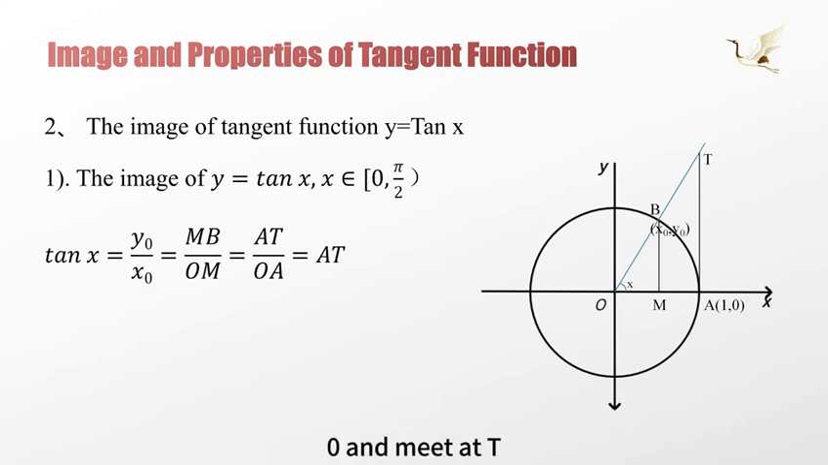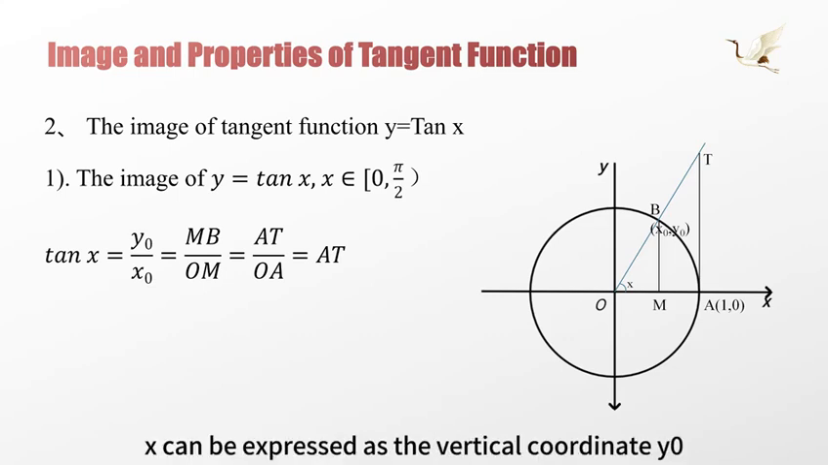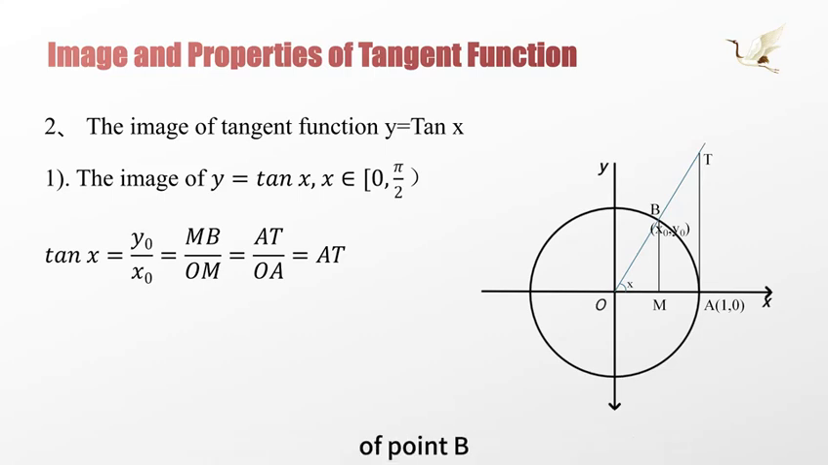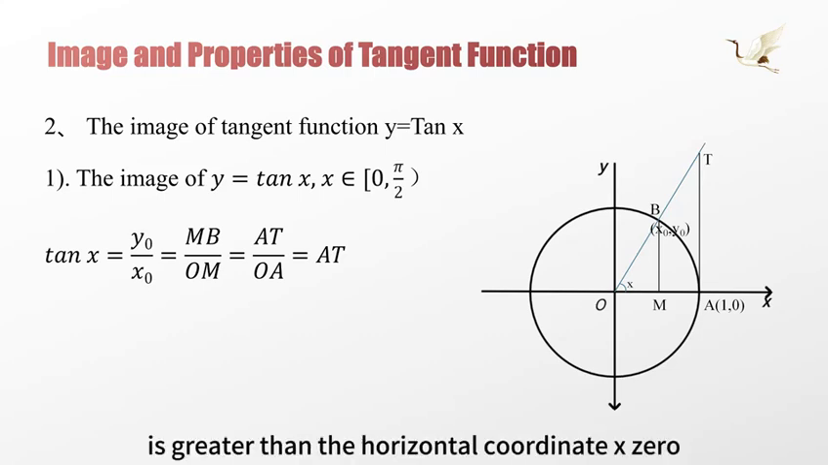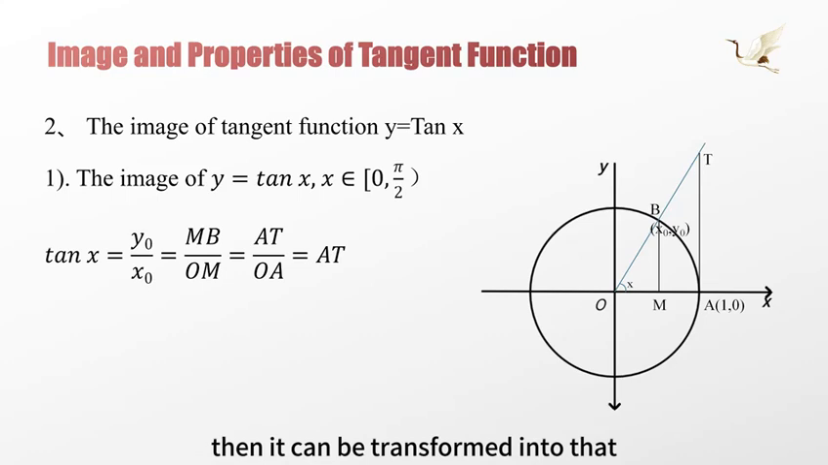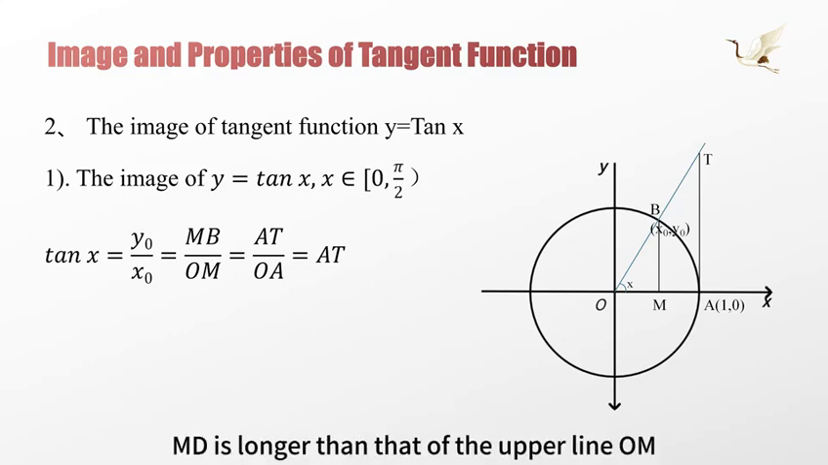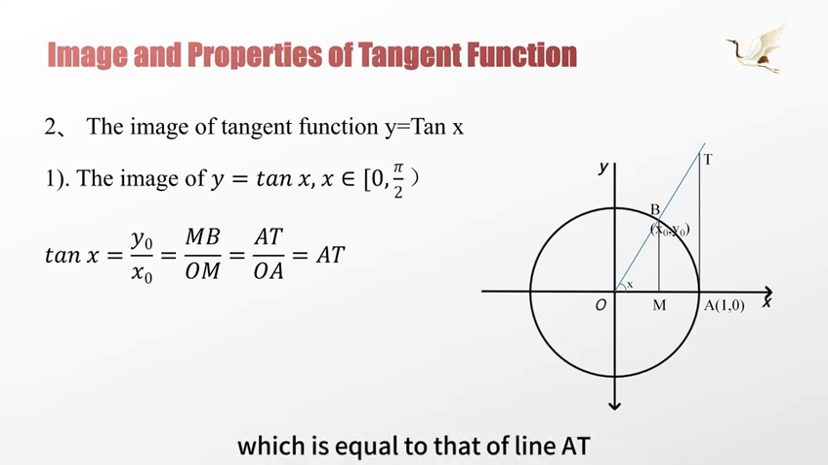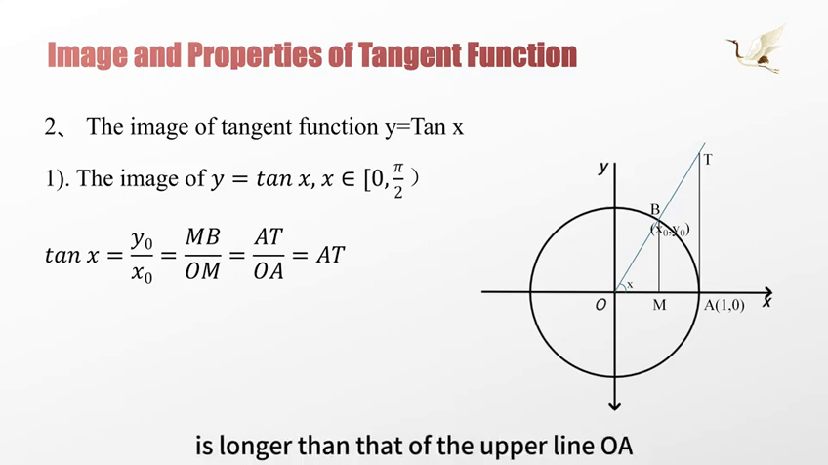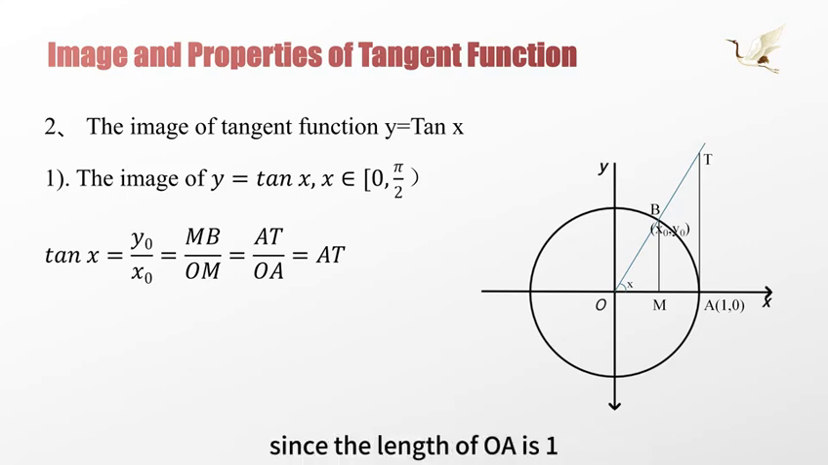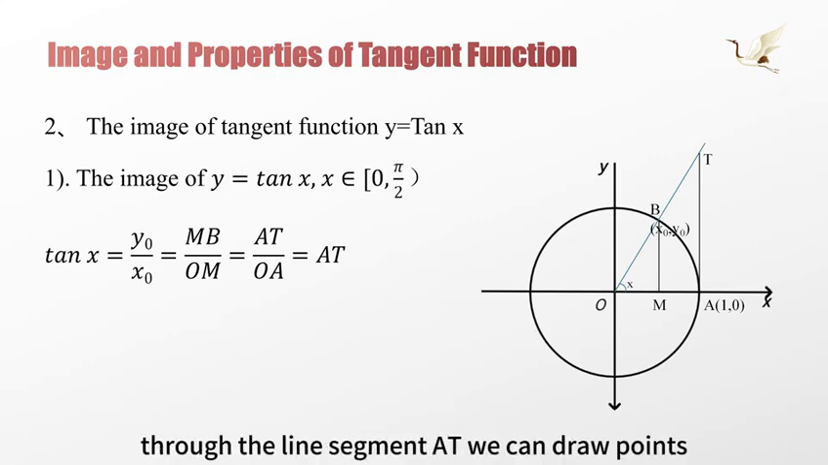which meets the extension of the terminal edge at T. From the definition of the tangent function, we know that tangent x can be expressed as the vertical coordinate y0 of point B divided by the horizontal coordinate x0. Then it can be transformed into the length of line MB over the length of line OM, which is equal to the length of line AT over the length of line OA. Since the length of OA is 1, the length of line segment AT can represent the tangent value of angle x. Through the line segment AT, we can draw points.